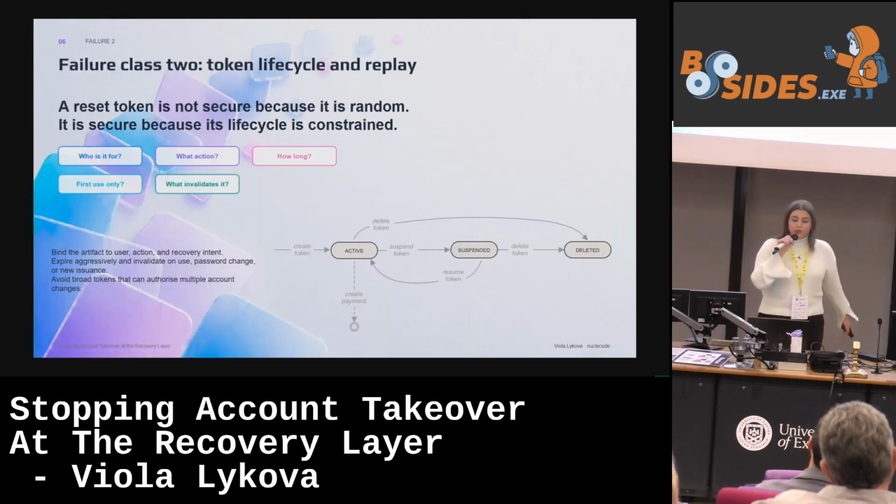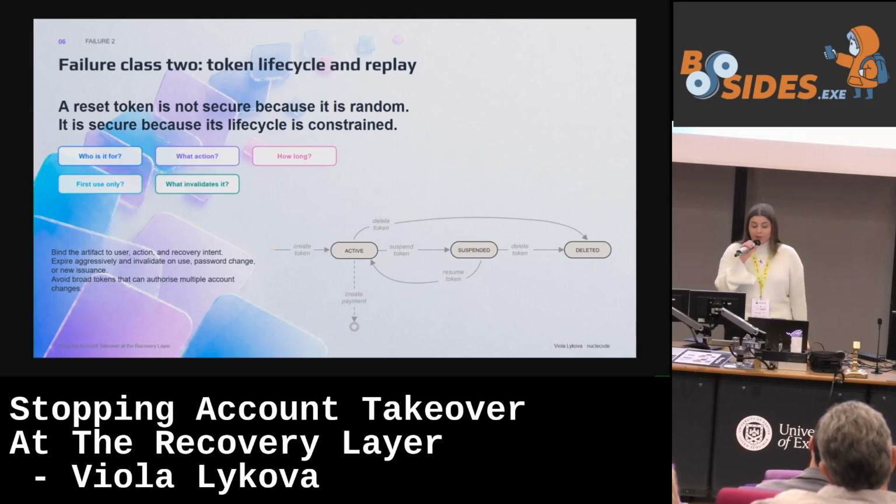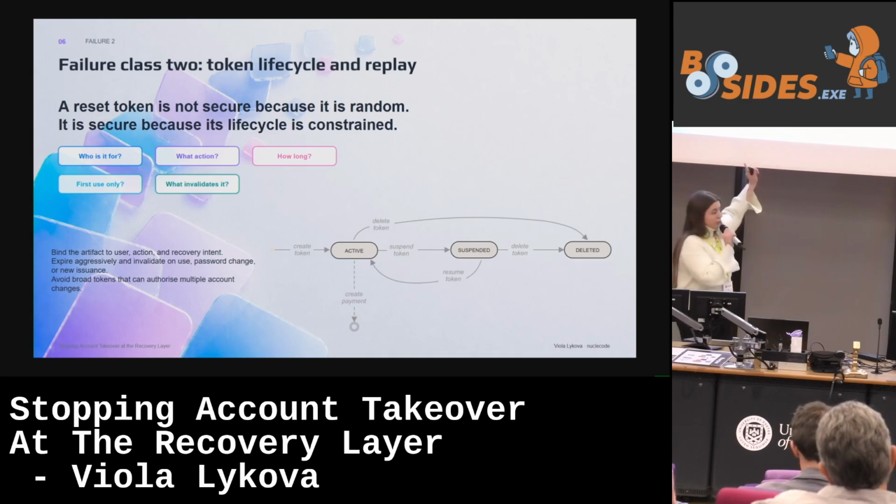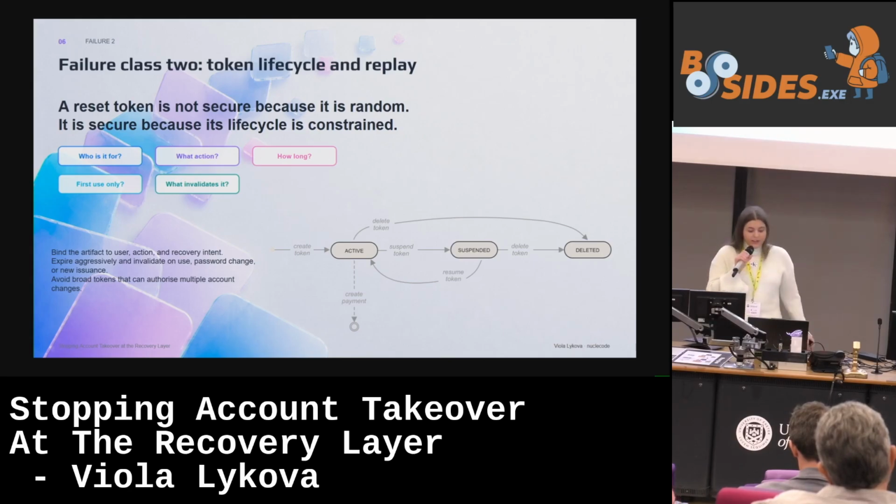So failure class 2 would be concerning the token lifecycle and replay. I've already mentioned that, but it's worth talking about it in a deeper sense. This is a typical, super simplified path of the lifecycle of the token. You can see that we can create the token, it will then be active until something happens to it. It can become suspended at some point, it can also become deleted. So this is a very simple example of how you can manage the token.